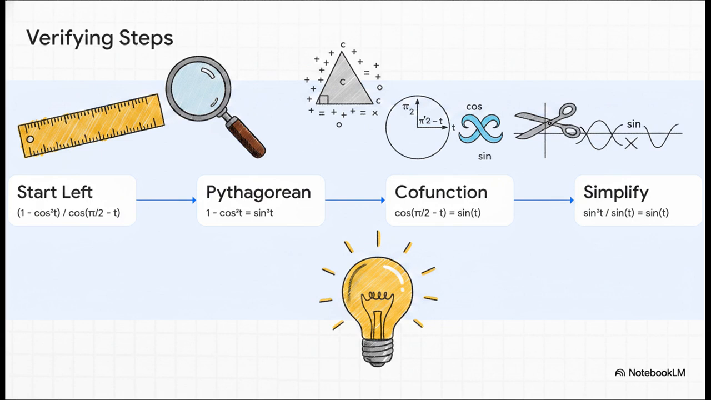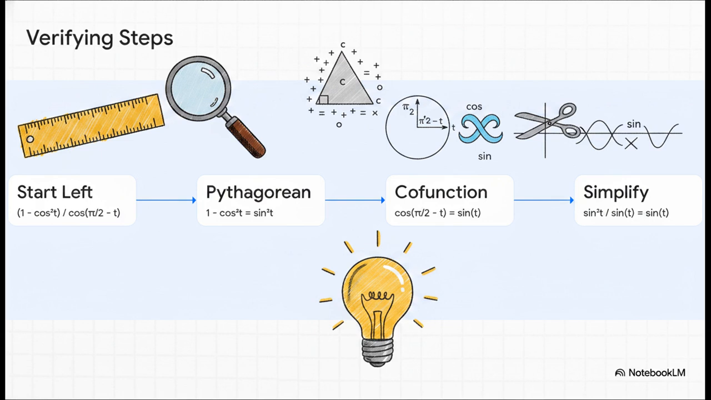Look at step 1. We start strictly with the left side, 1 minus cosine squared t, all divided by cosine of pi over 2 minus t. Now let's use our detective tools. In step 2, we recognize a variation of the Pythagorean identity. If sine squared plus cosine squared is 1, then 1 minus cosine squared is exactly sine squared. So our numerator becomes sine squared t.